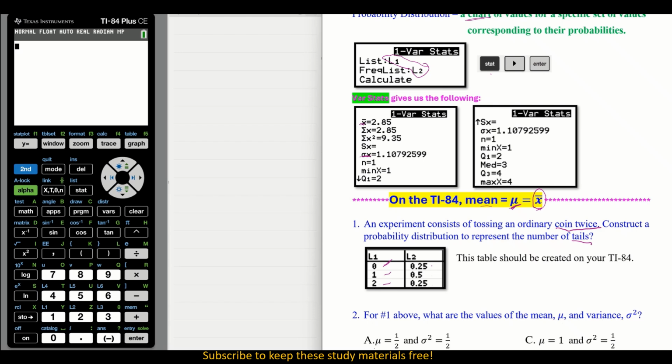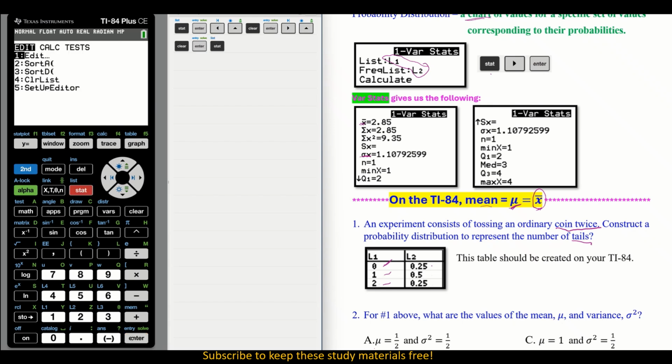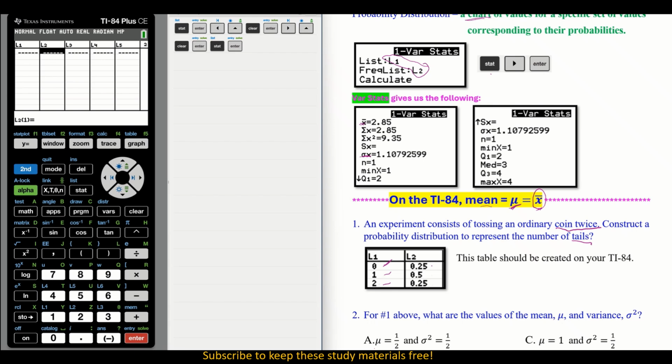Okay. So we push stat. It's highlighted edit. Enter. And I'm going to quickly clear these out for those of you who don't know how to do this. Now, I'm pushing clear. Note, it's clear. And then enter. Never push delete when you're in the L1, L2, your list heading. From experience, don't do it. Not a fun time. Okay, so then we push stat, edit, and now we have it cleared out.